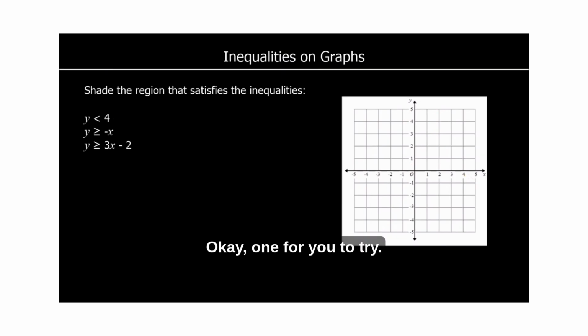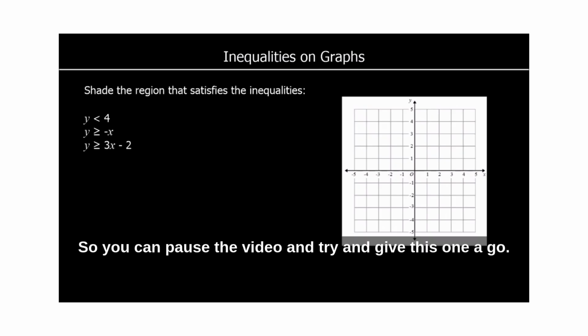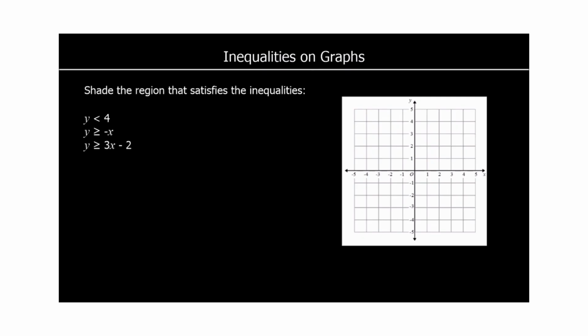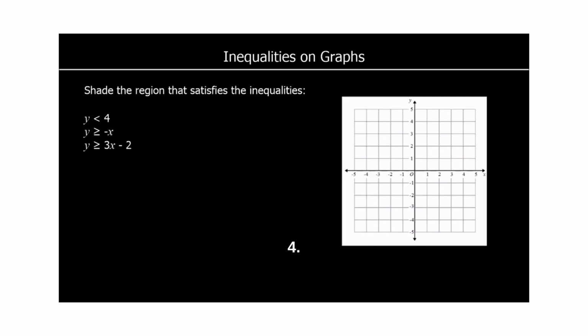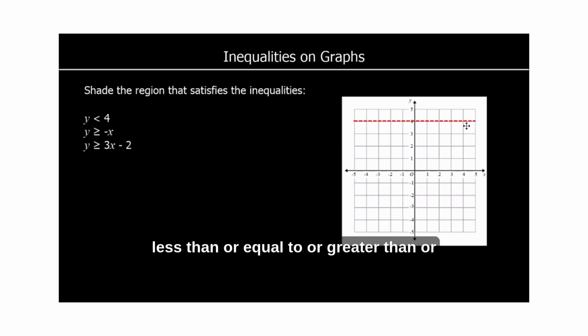Okay, one for you to try. So you can pause the video and try and give this one a go. So again, we're going to draw the lines on first, and then we're going to find the correct region. So this time we've got y is less than 4. So we're going to draw y is equal to 4, which is this line here. It cannot equal 4, so we want a dotted line. So we need a dotted line which shows that the symbol is less than or greater than, and not less than or equal to, or greater than or equal to.